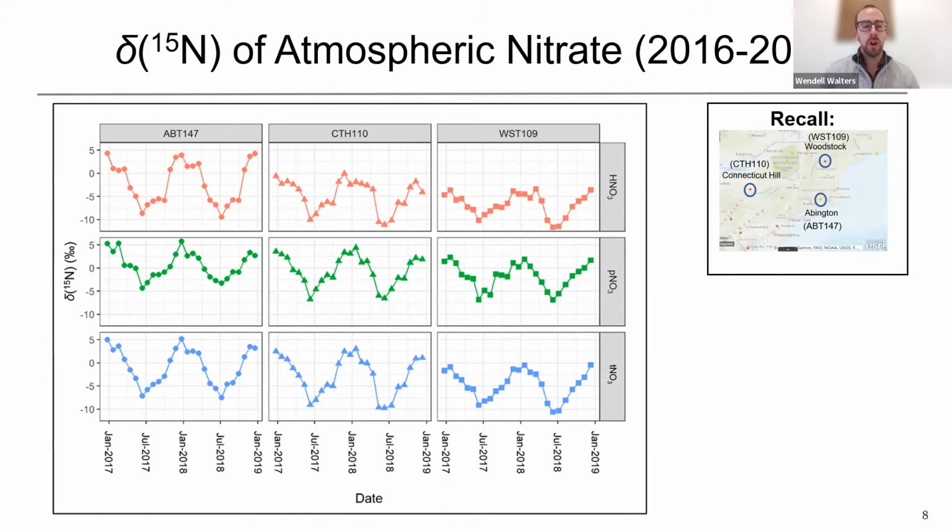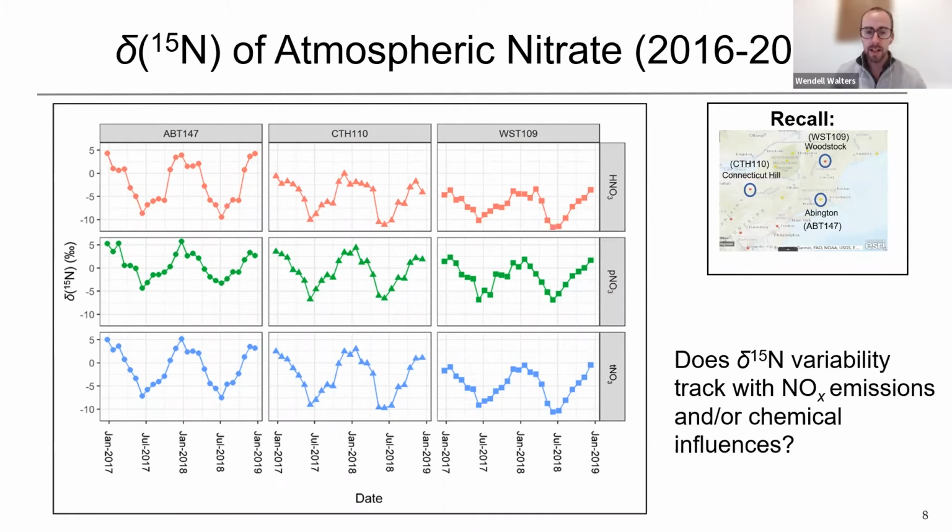We also note that there is a significant, consistent spatial difference in these δ15N values for all forms of nitrate, in which our Abington site had higher values and the Woodstock site had the lowest values. So our subsequent analysis is to really determine whether this δ15N spatial and temporal variability tracks with NOx emission sources and/or chemical influences.